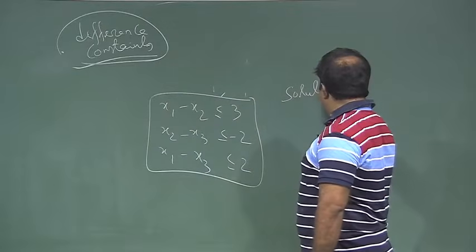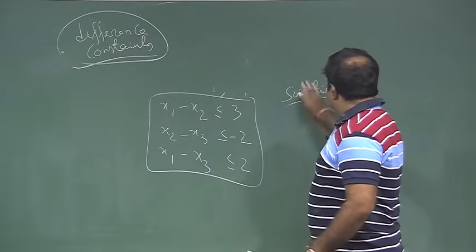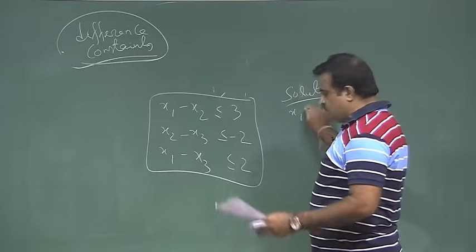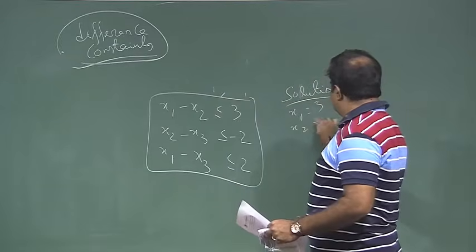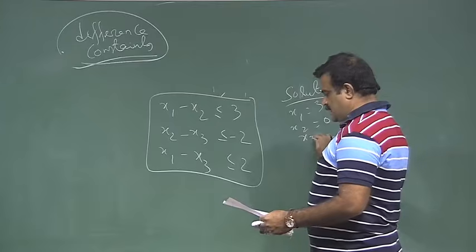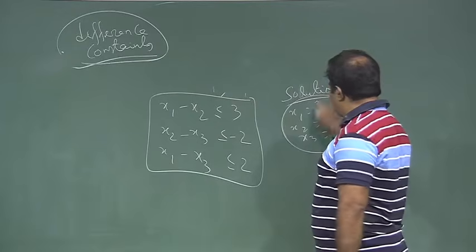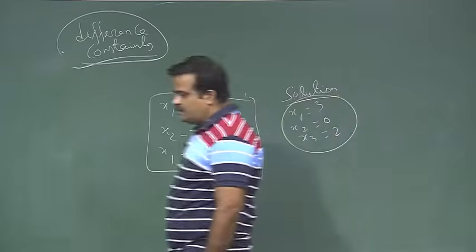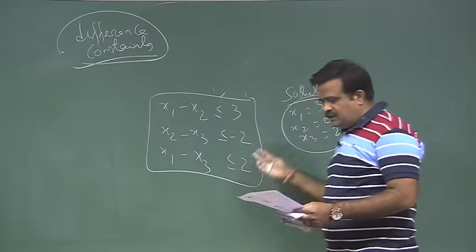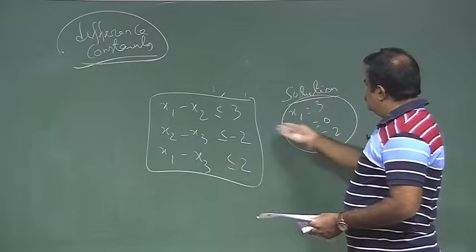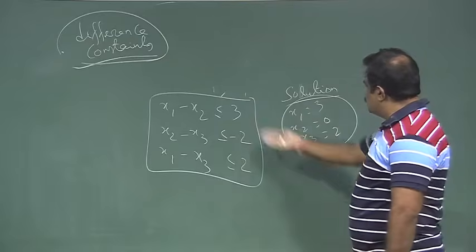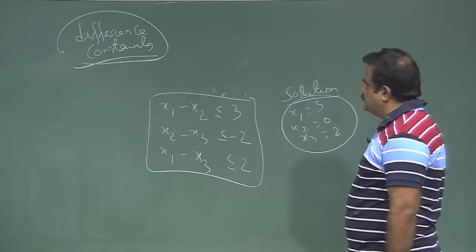I think the solution will be x1 equal to 3, x2 equal to 0 and x3 equal to 2. One can verify that if we just put it in, it is satisfying all of these. This is the solution for this difference constraint system.